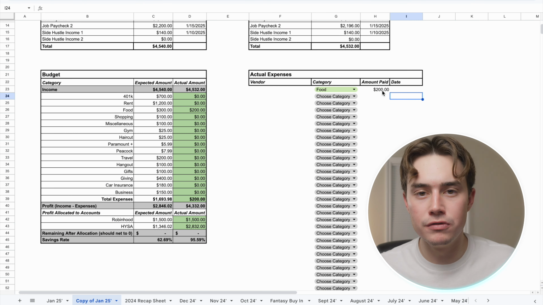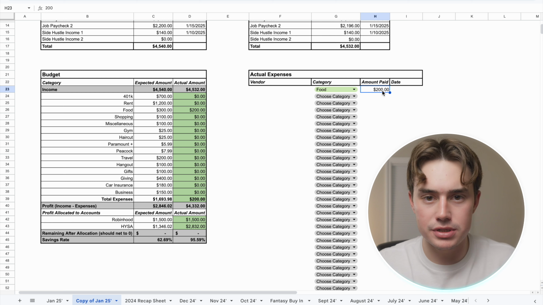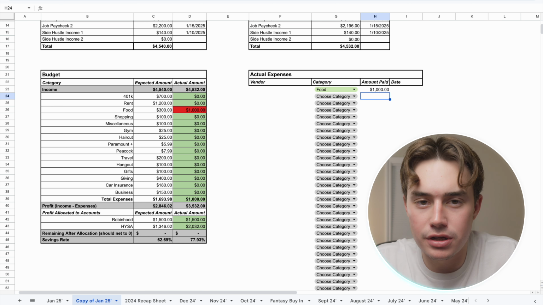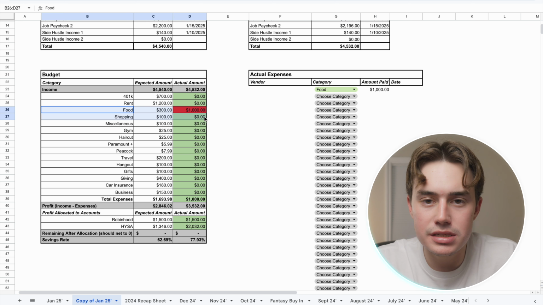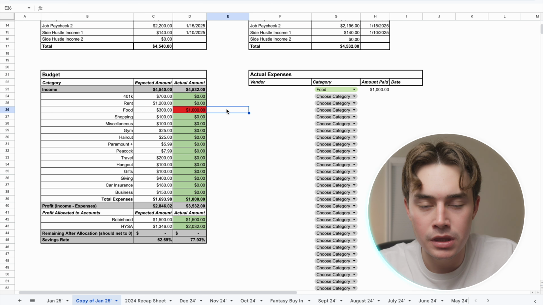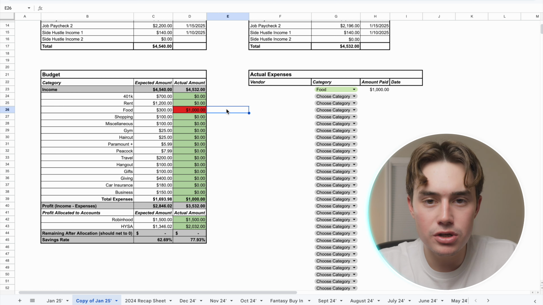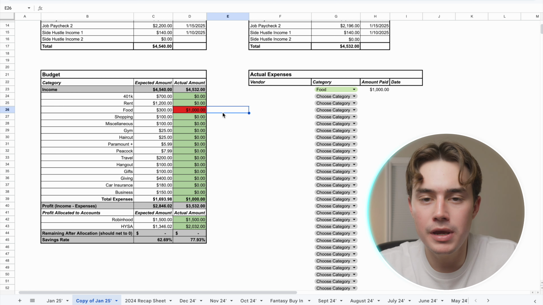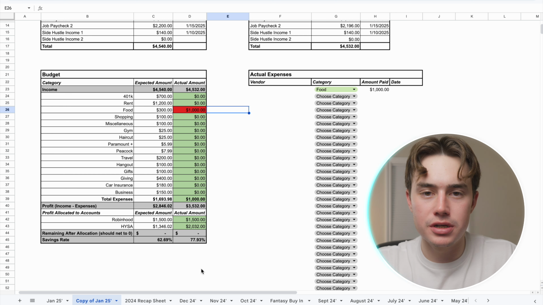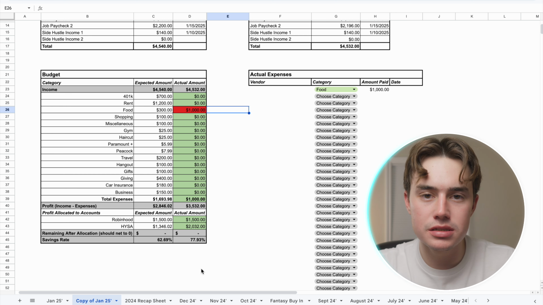Now, if I happen to go over in any given category, for example's sake, let's say we go over on our food budget and we enter in a $1,000 food expense, you will see the cell automatically turns red to let me know that I've exceeded my budgeted food amount. This is great because it allows me to quickly tell where I slipped up so I can make decisions going forward to course correct.